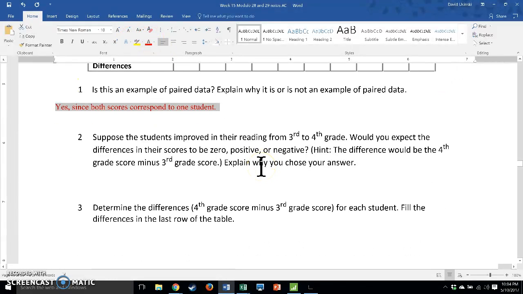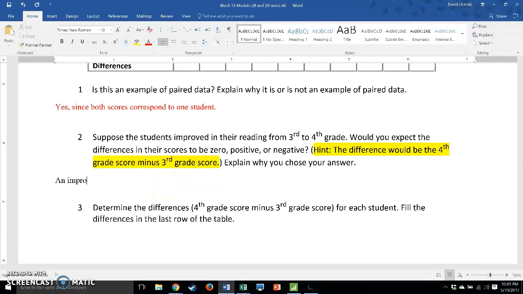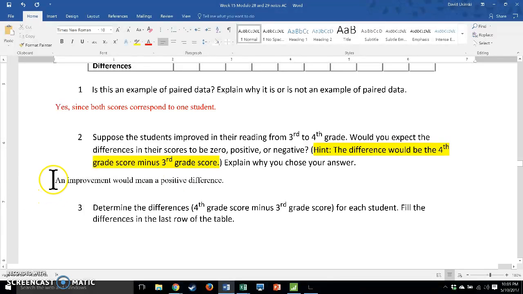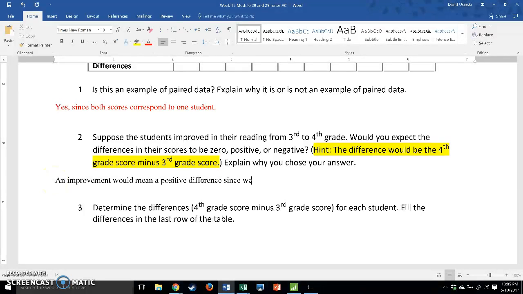Alright, so the next one. Suppose that the students improve their reading scores from grade 3 to grade 4. Would you expect the differences in their scores to be 0, positive, or negative? Since we are subtracting the fourth grade minus the third grade, an improvement would mean a positive difference, since we would expect fourth grade scores to be greater.